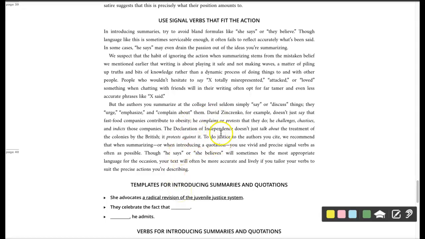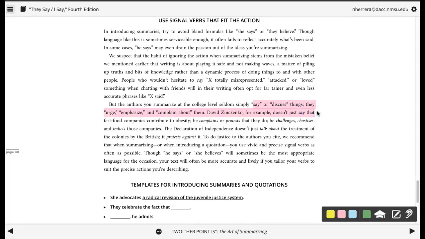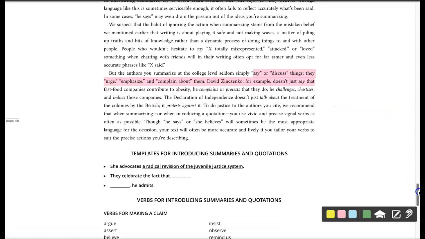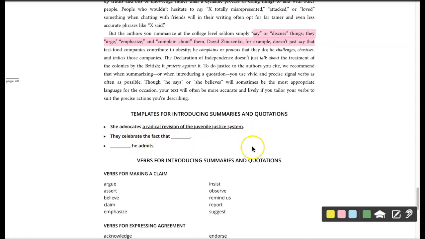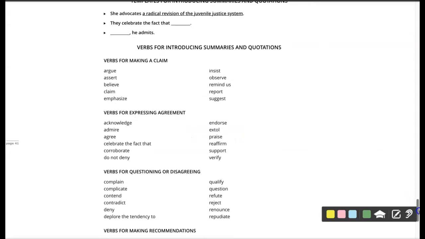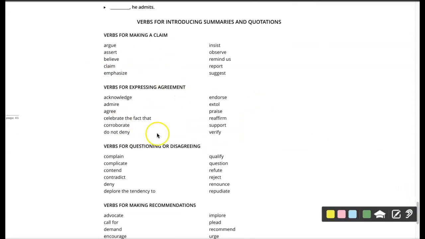But the book makes an important point that a lot of our authors are not just saying things or discussing things, they are urging or emphasizing. So when you write your summary, you don't want to keep saying the author says or Zinczenko says or Zinczenko discusses. You want to go ahead and vary your word choice. So something that you can do besides using the templates is you can refer to this list and use some of these verbs.